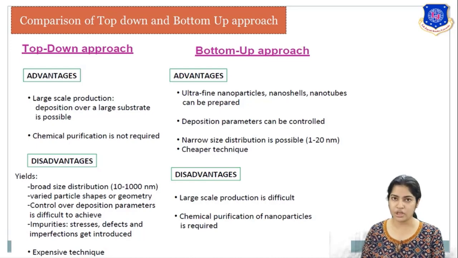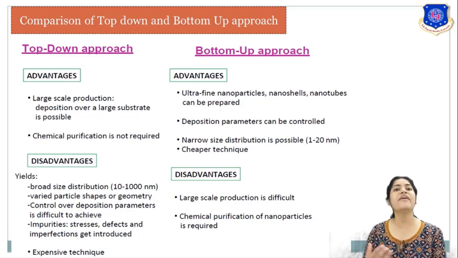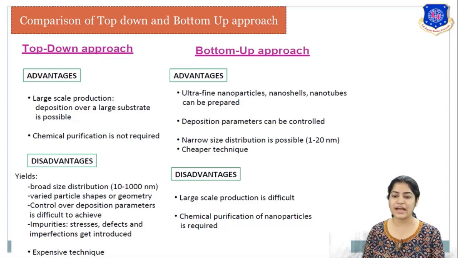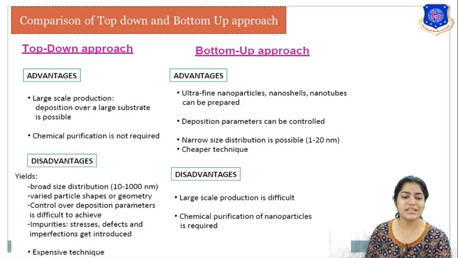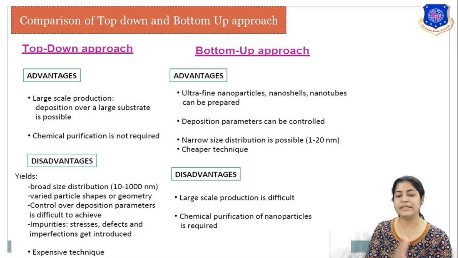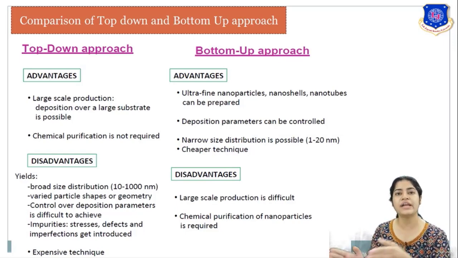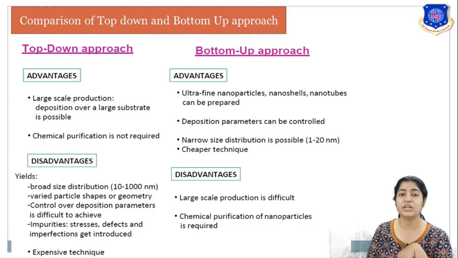Now about your bottom-up approach, what are the advantages? You can achieve ultra-fine nanoparticles, nanoshells, nanotubes, right? Deposition parameters can be controlled here, and narrow size distribution is possible. You can see in the top-down approach it is 10 to 1000 nanometer, and here you are narrowing it to a 1 to 20 nanometer size range. That is possible in the bottom-up approach. Other than that, it is a cheaper technique.